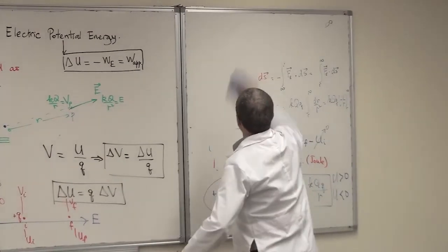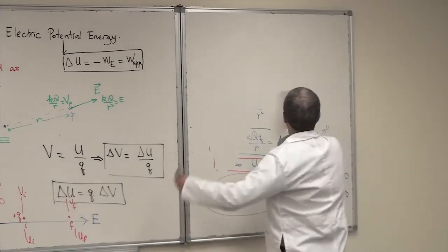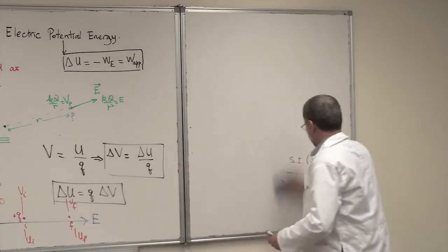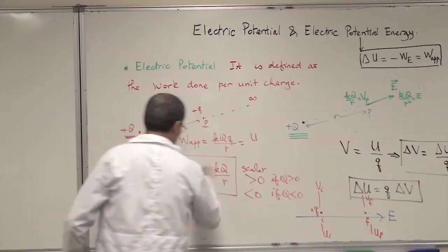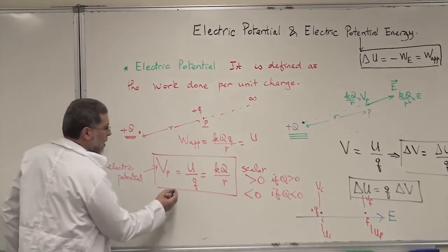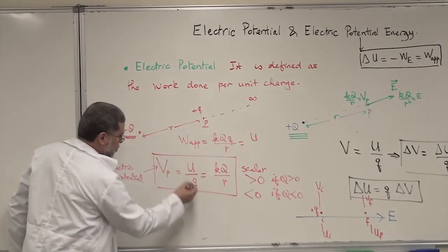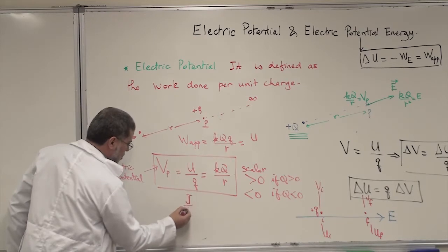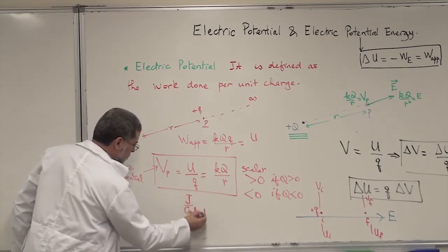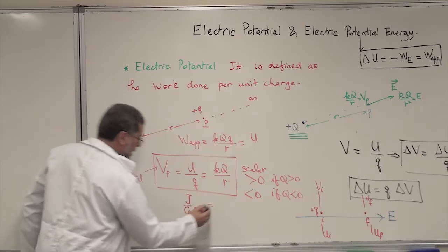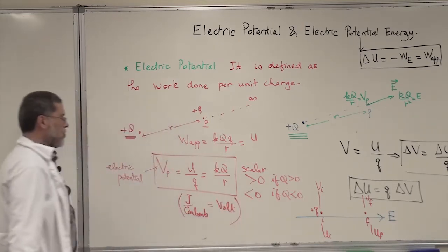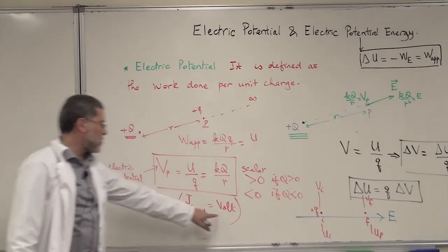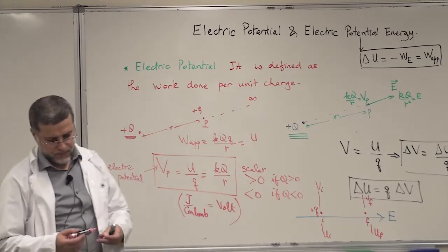Let me now do something here to show you exactly what is happening. It's very important to understand this point. Let me just give you the units of the potential since we are here. It's U over q, so it's joules over coulomb, and joules over coulomb, I call it volt. That's the unit for V, electric potential. The SI unit is volt.